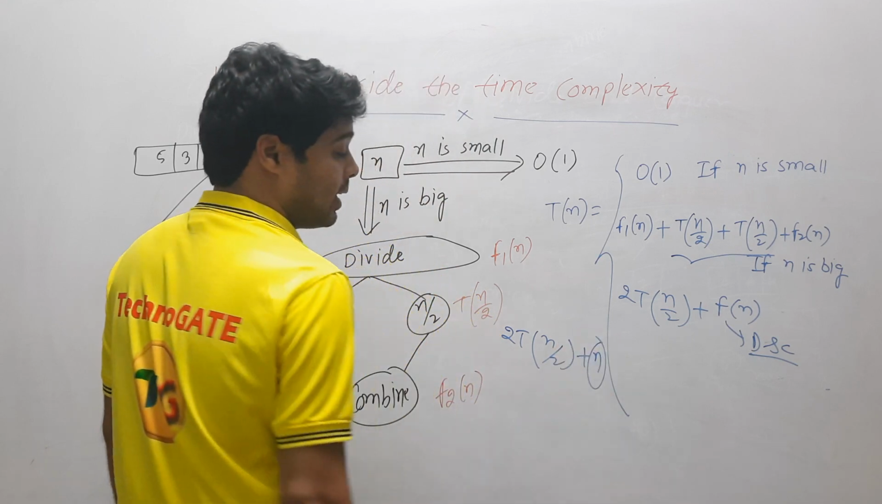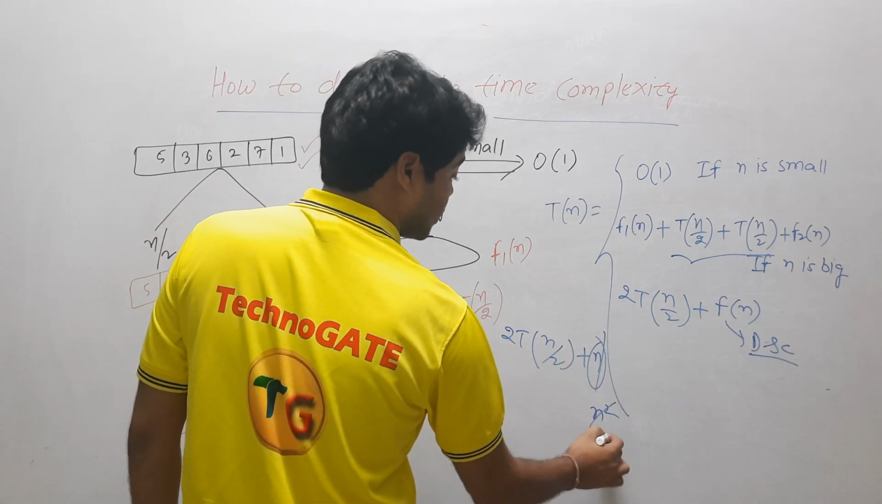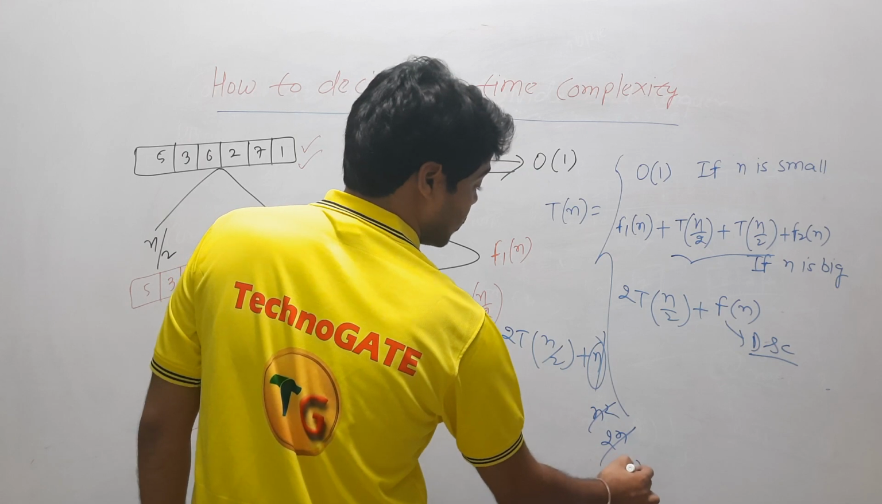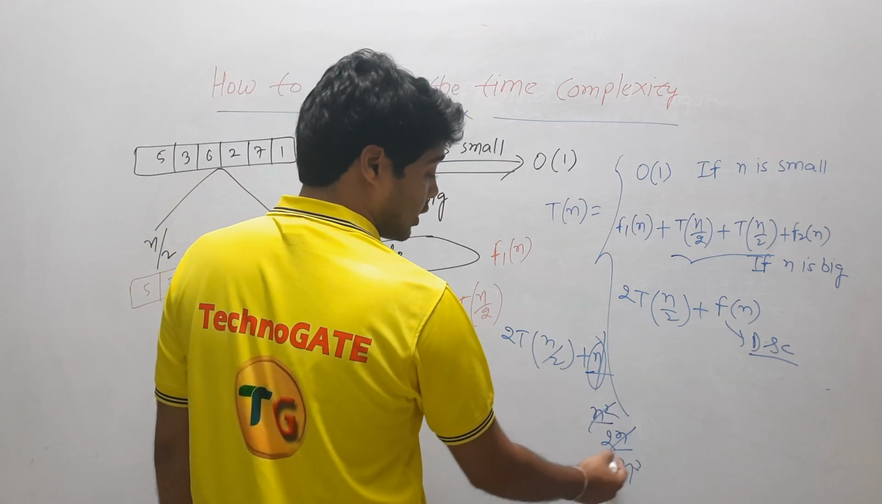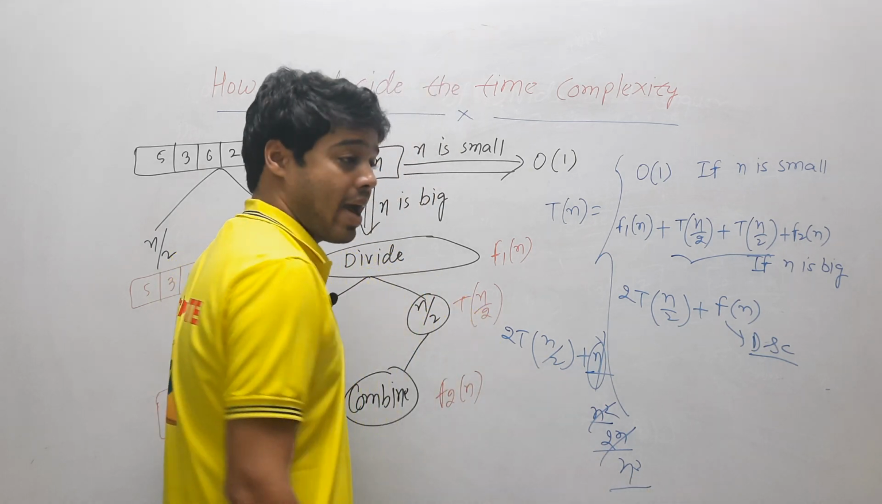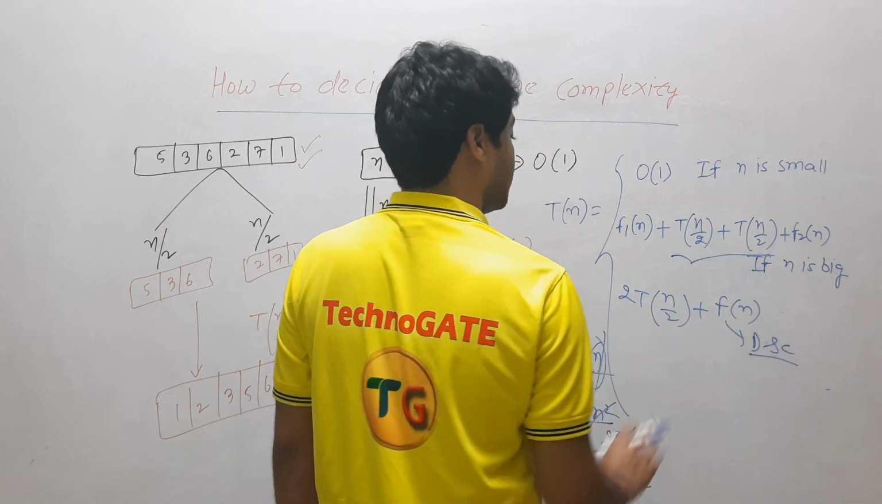This f(n) may be n square also, it may be exponential also, it may be n cube also. It may be anything here. So n elements are divided here, n square elements divided here, exponential, n cube here. So every time we divide this part and conquer this part here.